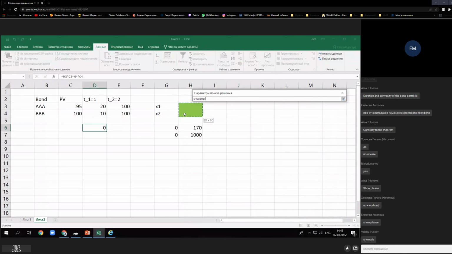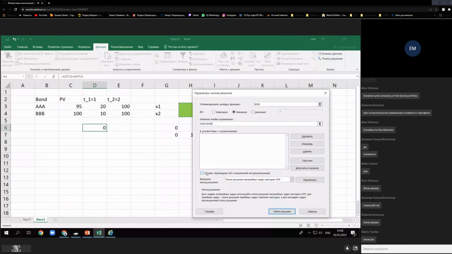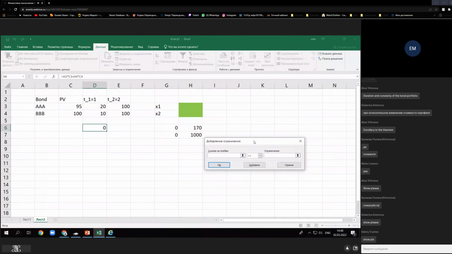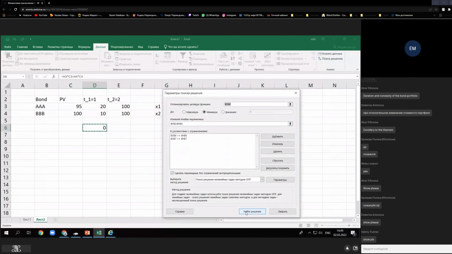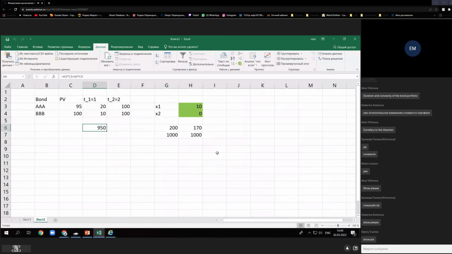I should change the quantity of the bonds, non-negative, because I'm not able to buy a negative number of bonds, and I am adding the additional assumption. This sum must be not less than this one. And this sum must be not less than this one. And that's all. So I should buy 10 bonds of the first type, and I shouldn't buy any bonds of the second type. This is how to implement the matching strategy.